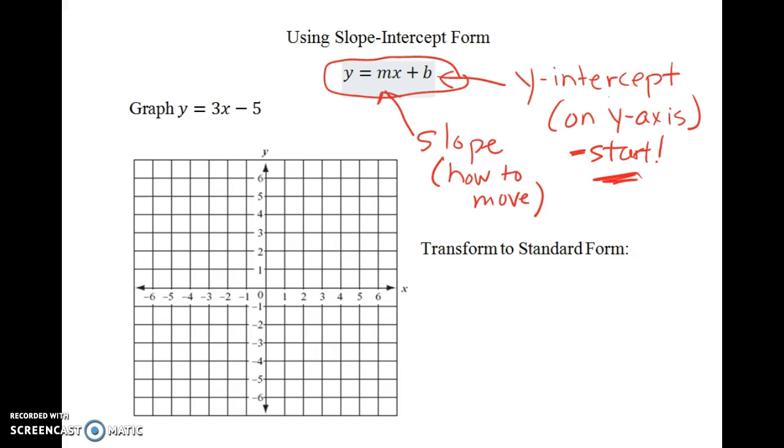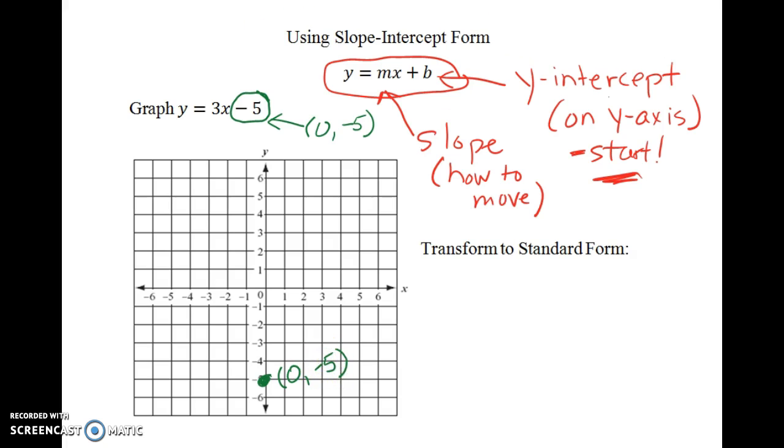In this equation that we have over here, we're looking at y equals 3x minus 5. So we need to first pull out the two parts. The first part is this. This is the y-intercept. So the y-intercept is negative 5. That's the point (0, -5), and that's always on the y-axis. So negative 5 on the y-axis gives us our first point. So that is right here. Okay, that's our point (0, -5).